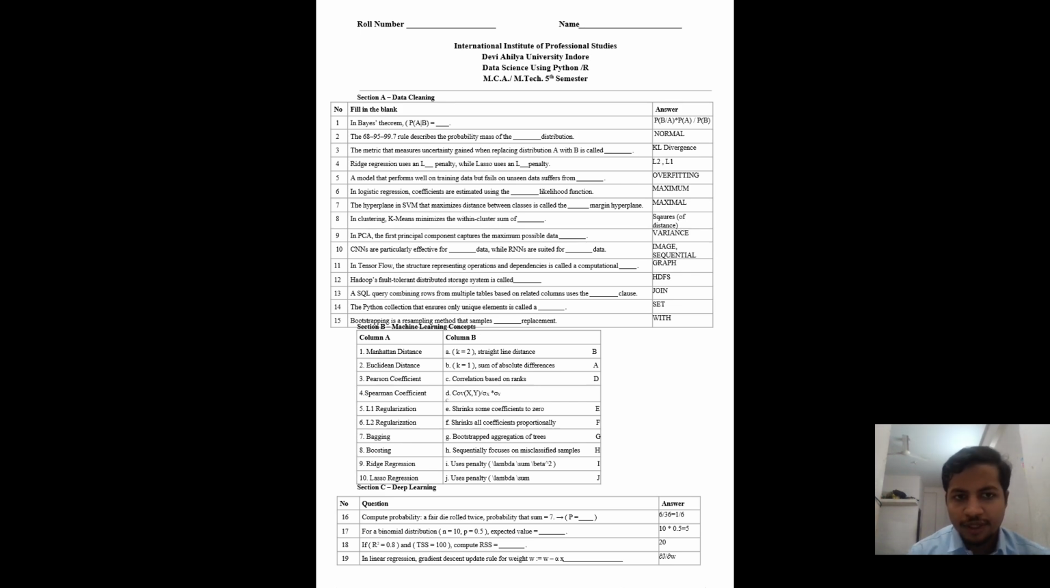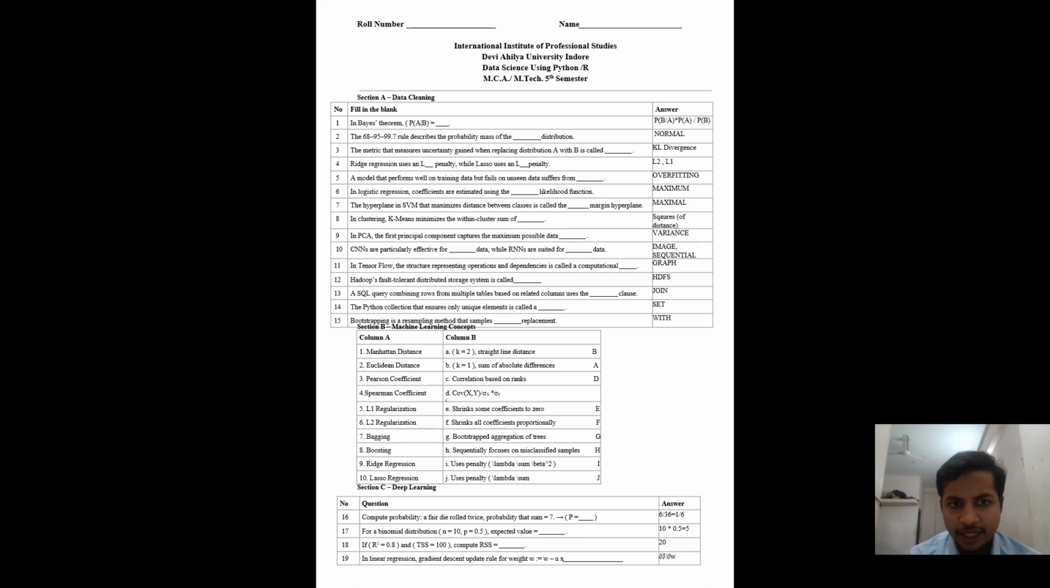In eighth question, it is read as in clustering, K means minimizes the within cluster sum of square of distance. The reason is very simple that K means minimizes within cluster sum of square distance. And in ninth, in PCA, the first principal component captures the maximum possible data variance. The reason is very simple that PCA first component captures the maximum variance.